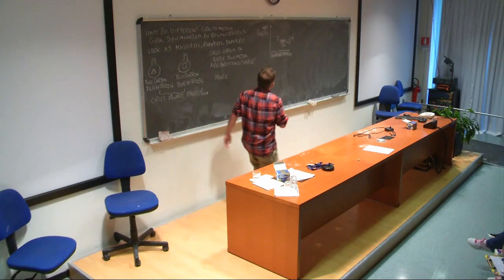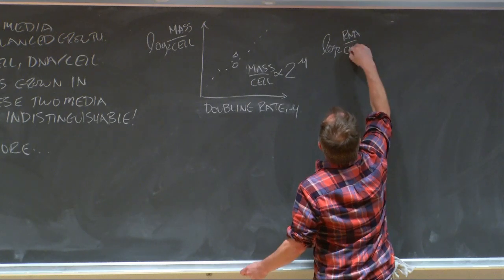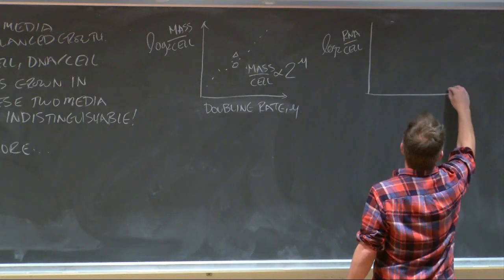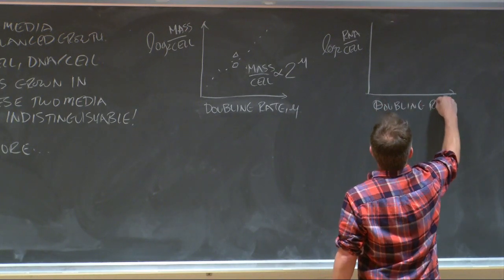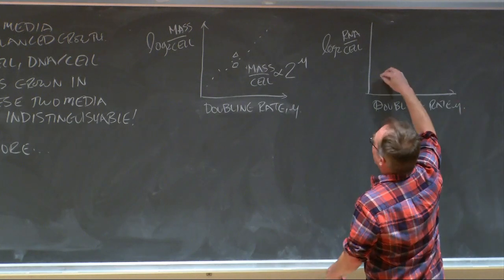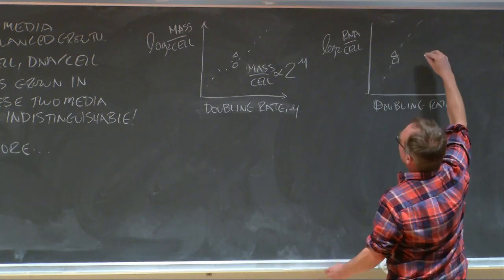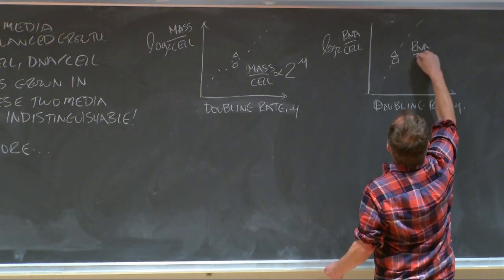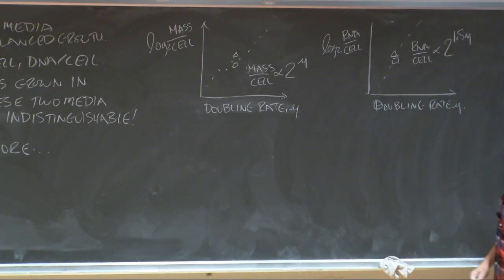So now if we look at the RNA per cell, again as a function of growth or doubling rate, it's steeper. So here's the triangle, here's the square. This slope is about 1.5 times mu. And it's more or less exponential. I'll show you the real data.